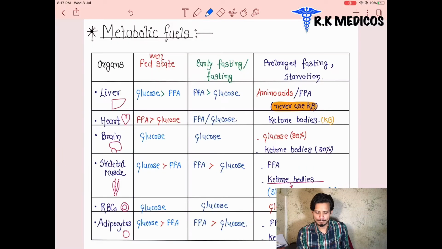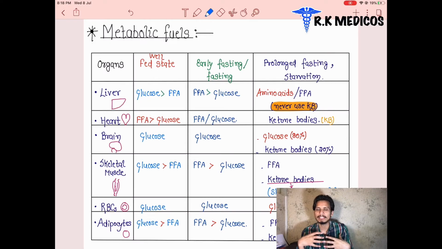And in the same biochemistry concept, something is left now, that is the metabolic fuels. What are the metabolic fuels? The metabolic fuels are the currency of energy that is utilized by our body parts, the different organs of our body, or the organ systems located in our body.